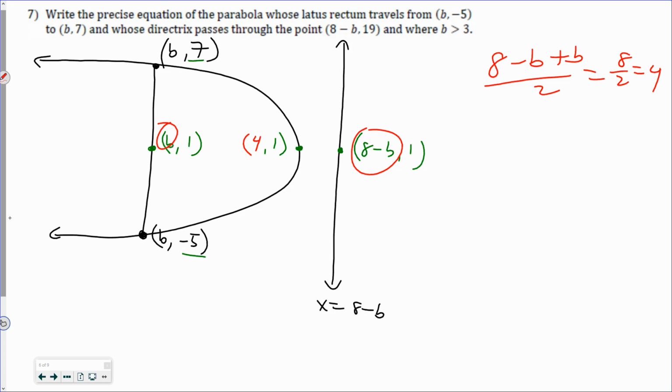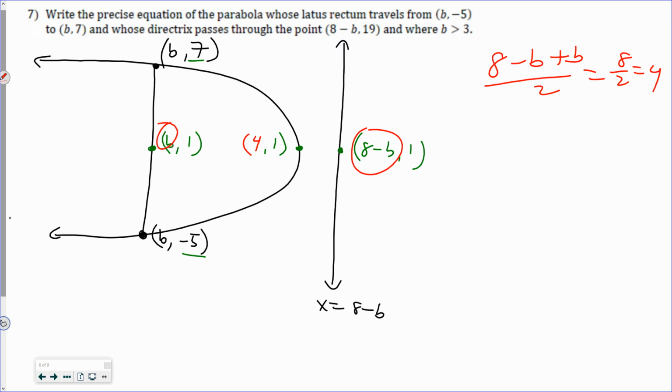I'm averaging out the x's, so I want to see, where's the vertex going to be? Right, because it's going to be right in the middle between the two. So I average out the x values right here: 8 minus b plus b, divided by 2. That's the midpoint formula. So if you have an x of b and an x of 8 minus b, you add them, divide by 2, and you get 4. So I get an h value of 4.